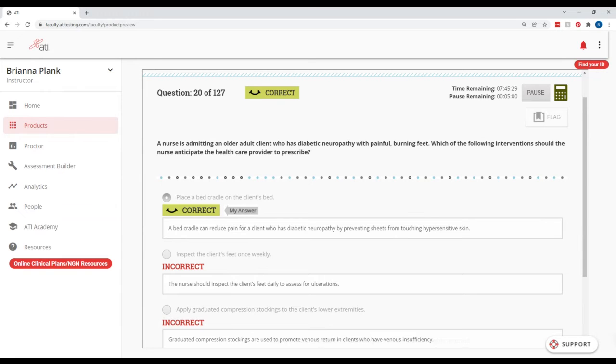My mother-in-law has diabetic, or not diabetic, she has neuropathy in her feet from chemo, and my dog's always managed to step on her feet. And so she likes nothing to touch her feet. So that's how I remember that.